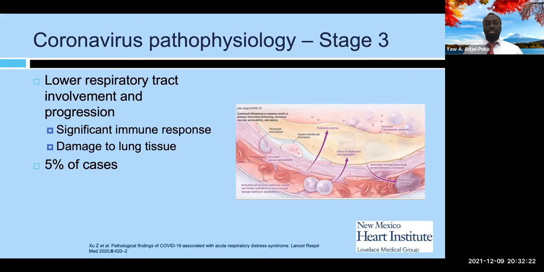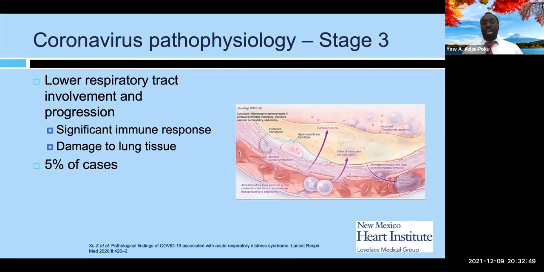The next stage is when it affects the lower respiratory tract and leads to progression of disease. At this point, your body mounts a significant immune response trying to combat the virus. And that immune system response is typically what's associated with some of the issues and pathology related to coronavirus.